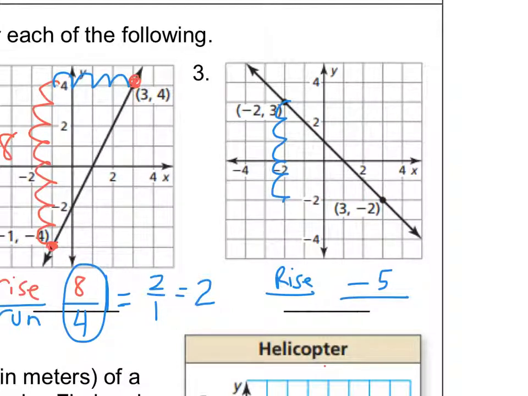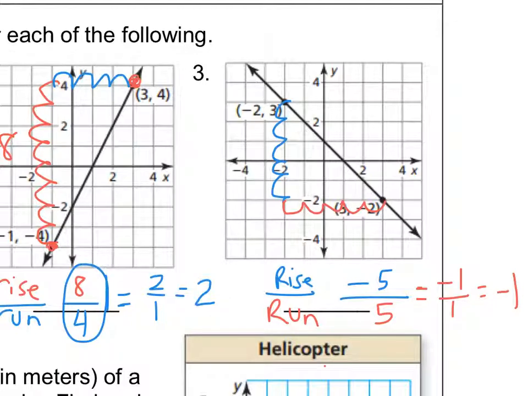And now let's figure out our run. So from here, we're going to go 1, 2, 3, 4, 5. So our run is positive 5. So our slope is going to reduce to negative 1 over 1, which reduces to just plain old negative 1.